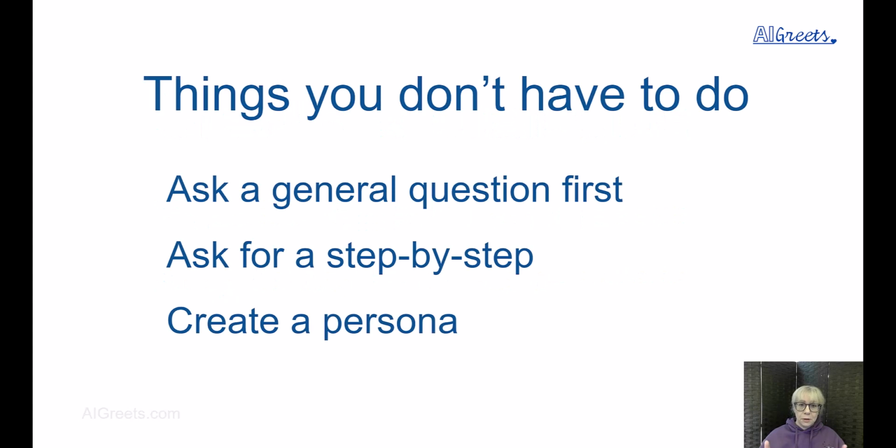So, before that, things you don't have to do. These are things that sometimes I see in instructions, and I think they're just outdated. These are things that may have worked a year ago, but I don't think they do anymore, because OpenAI really improved on ChatGPT. So it used to be that some people would ask a general question first, and the thinking was, let's bring this information to the front of the model's memory.